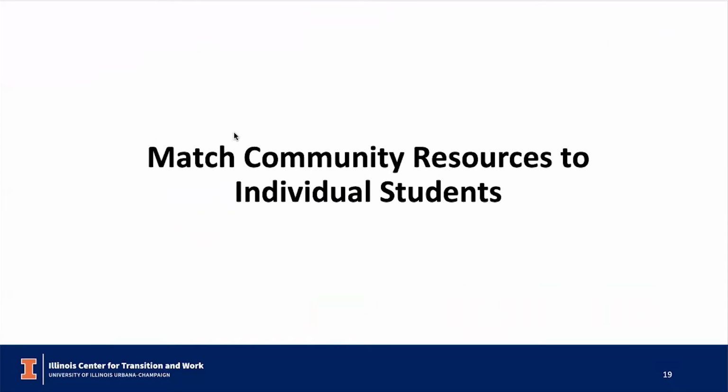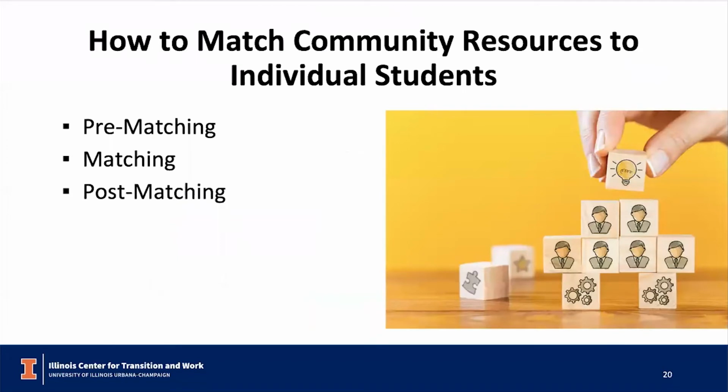And so now we're going to talk about how to match community resources to individual students. So now that you've done all of the mapping portion of it, now it's time to match everything that you found to your individual students and begin the transition planning process. And similar to the resource mapping process, there's going to be 3 steps. So you're going to do some pre-matching, then you'll do matching, and then some post-matching.